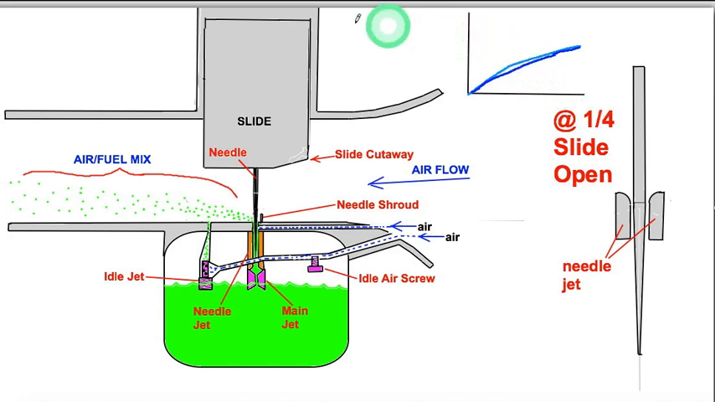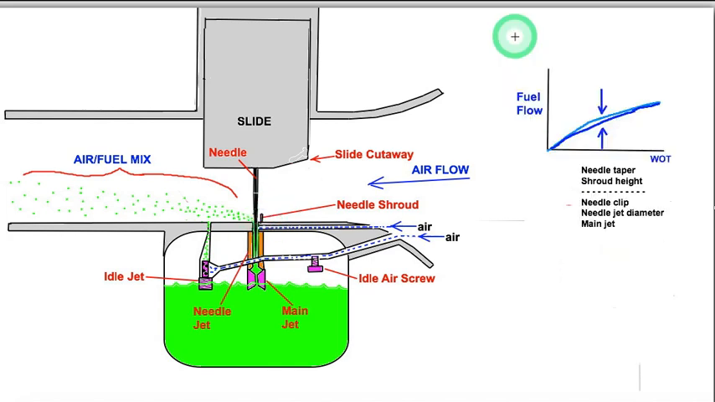Okay, so affecting mid-throttle jetting is, like I said, your needle taper, your needle height, but ideally you want to set that so that the taper starts to open at 1/4 slide open. The diameter of the needle jet, the shroud height. Okay, so moving the graph over here, I'm sorry for not being fully prepared for this video. These are the main factors out here: the needle taper and the shroud height.